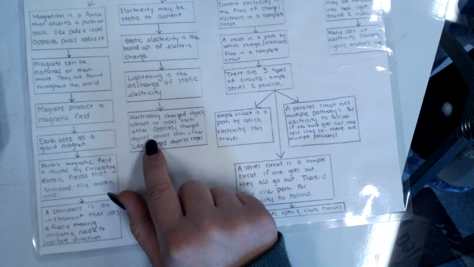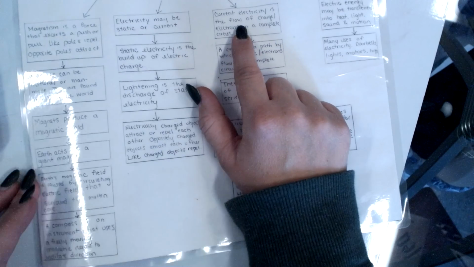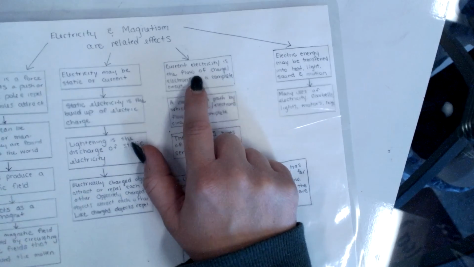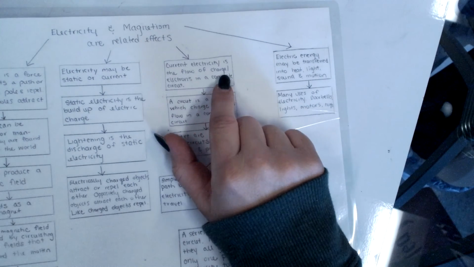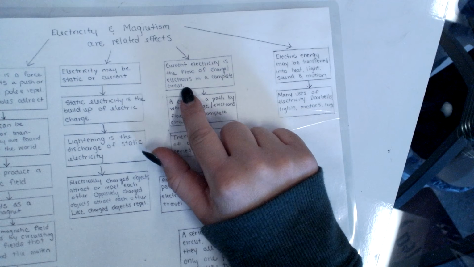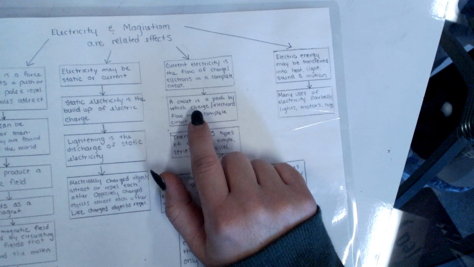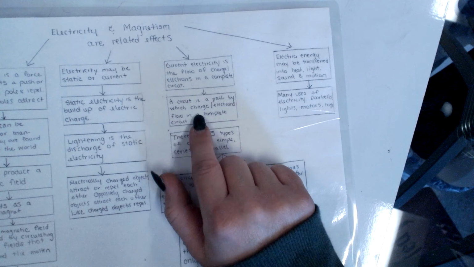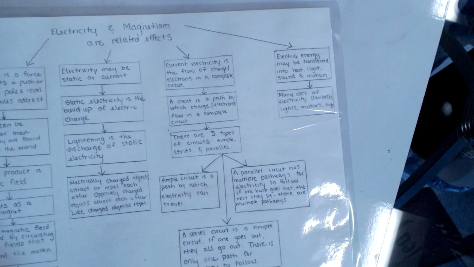Oppositely charged objects attract each other. Like charged objects repel. All right, guys, so we're going to move on to here, where current electricity is the flow of charge or electrons in a complete circuit. A current is a path by which charge or electrons flow in a complete circuit. There are three types of currents: simple, series, and parallel.